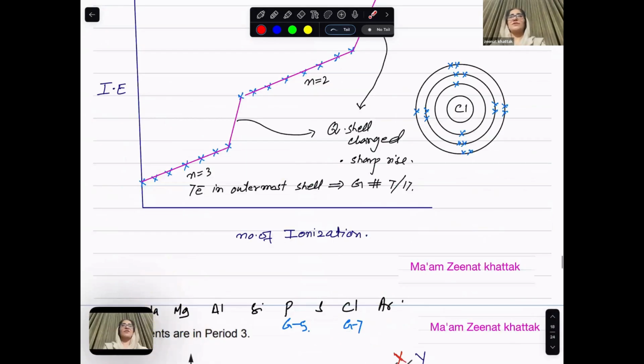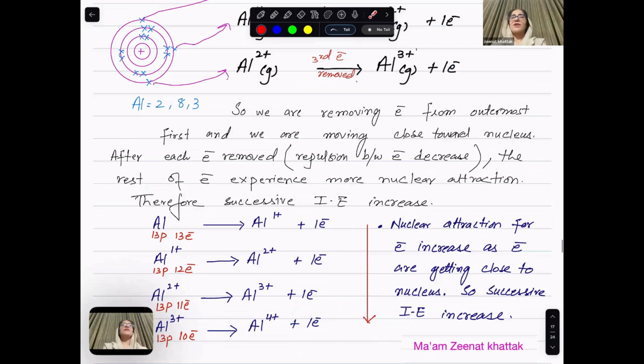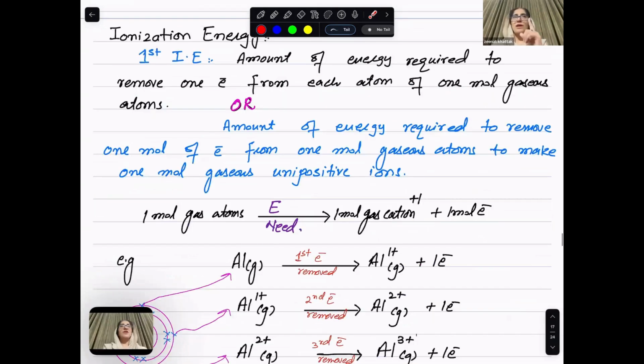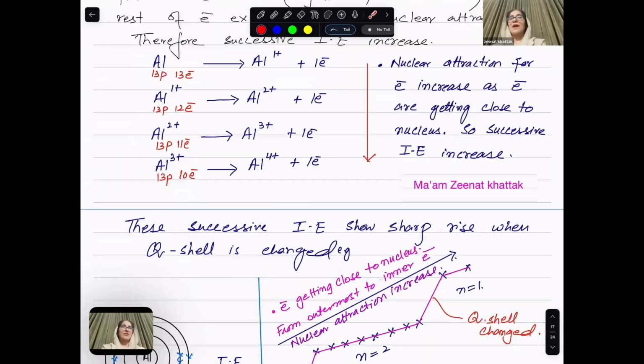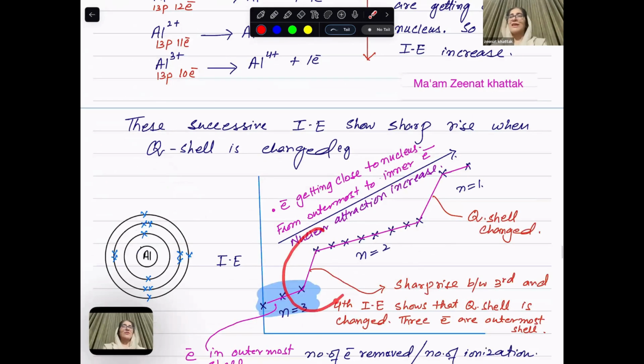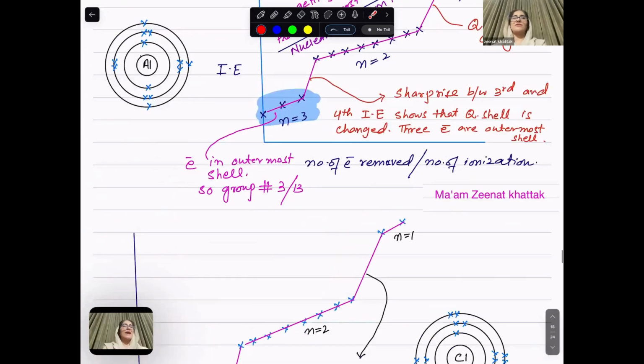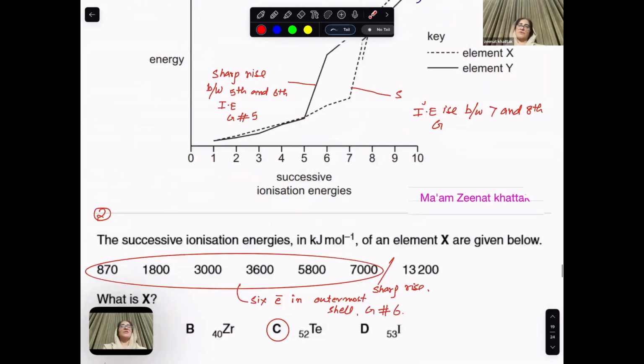So what did we study? What is ionization energy? Energy needed to remove one electron from each atom of one mole of gaseous atoms. You are taking an electron out of the atom against nuclear attraction. So each successive electron needs more energy because the electrons are getting fewer. As a result, the attraction increases because the protons are now more than electrons. So successive ionization energy increases, with a sharp rise when there is a change in quantum shell, and down the group size increases, the ionization energy lowers.